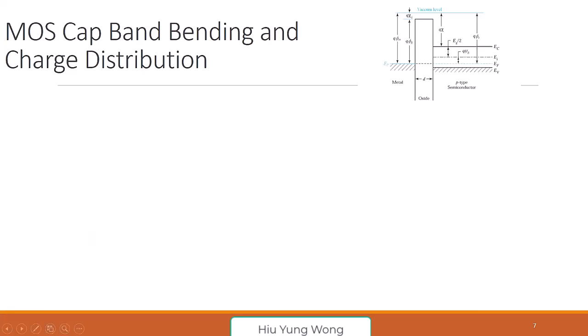Now, let's look at the capacitor. We already drew the band diagram. I repeat it on the top right. So what if I apply a gate bias? Another thing I am trying to repeat: I'm sure many students who have taken device physics don't understand this, they forget about this. They mess up the difference between Fermi level and the band bending.